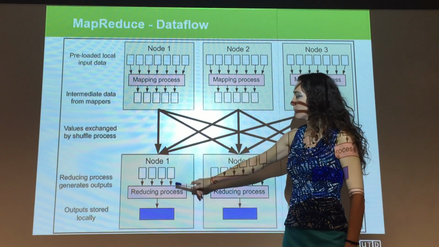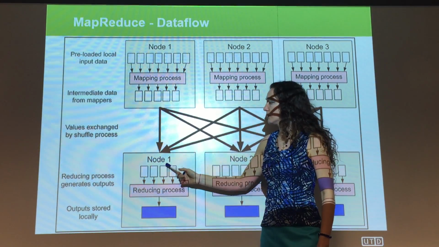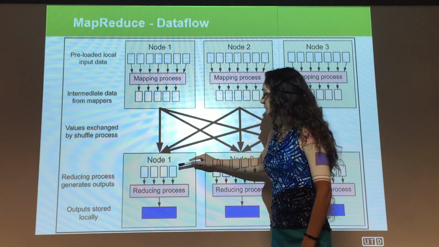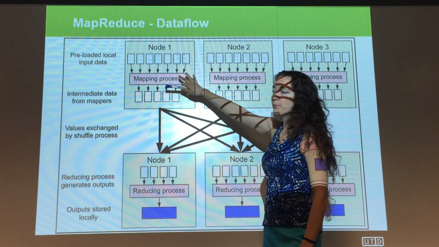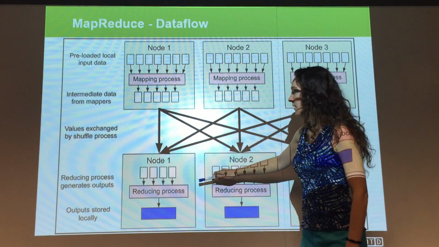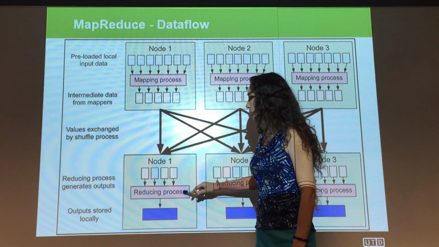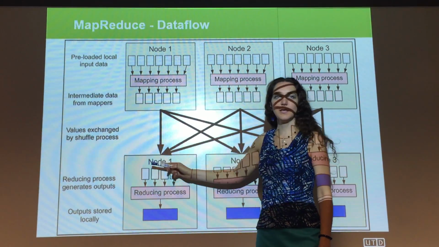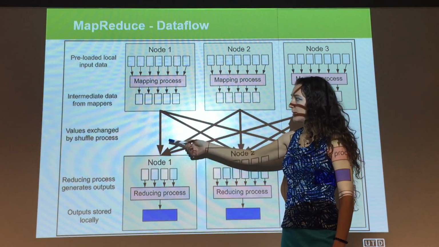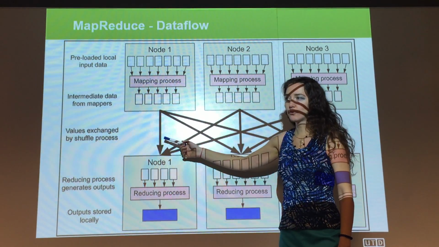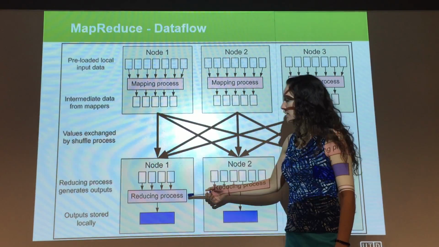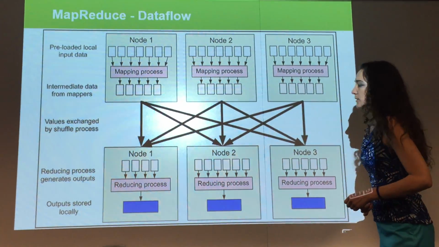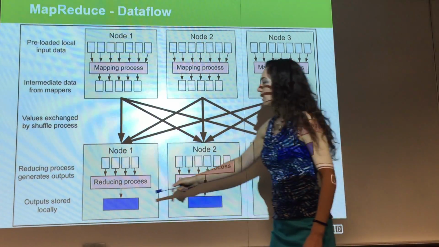The reducing process can be on another node, so we have a number of mappers and a number of reducers. The reducing process will obtain these values and keys that were produced by the mappers and that have been shuffled or sorted, and run its function on them. And finally, the output is created and is stored locally.